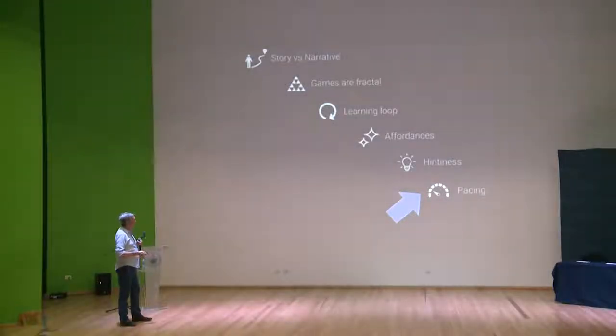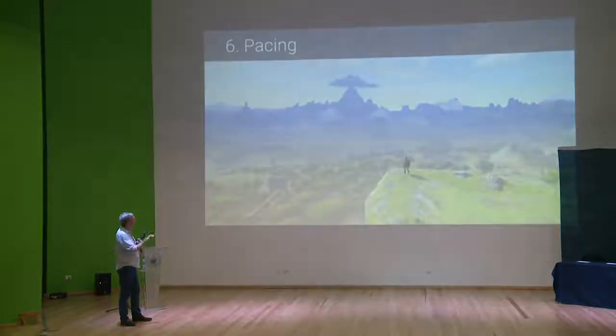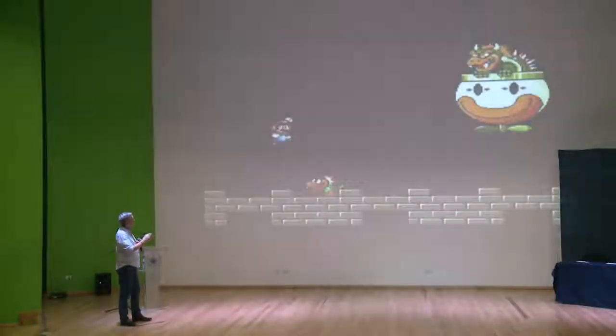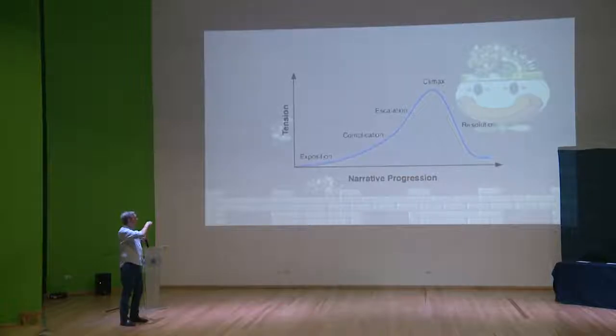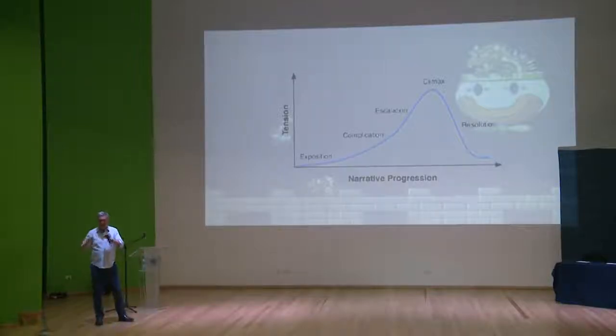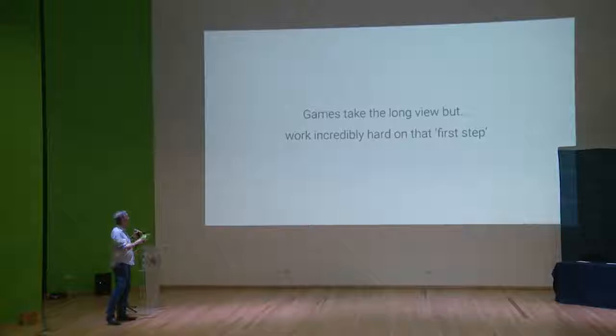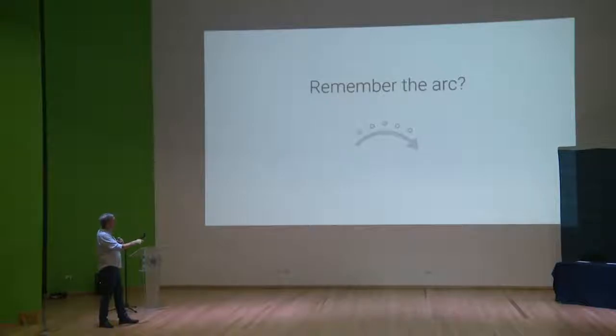And the final point is pacing. And again, this is Breath of the Wild, but games work really hard to tell a story, and there's that classic loop of exposition, complication, escalation. Every movie, every game all does this, but that's about doing games, and I don't want to focus on that. I want to focus on the fact that games take the long view, and they work very hard on that first step. So remember this arc we talked about?